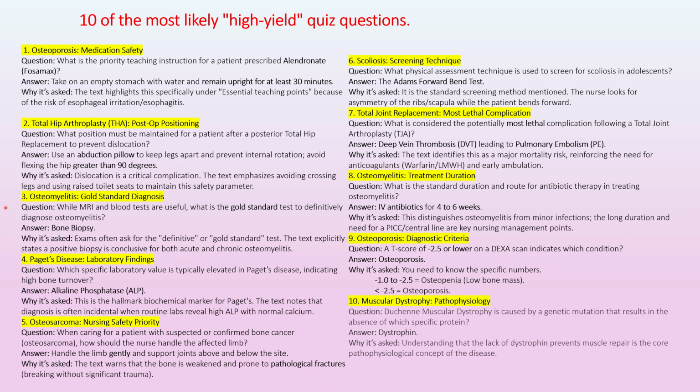Muscular dystrophy pathophysiology. Duchenne muscular dystrophy is caused by a genetic mutation that results in the absence of which specific protein? Dystrophin. It's a similar name: dystrophin, dystrophy. Understanding that the lack of dystrophin prevents muscle repair is the core pathophysiological concept of the disease.